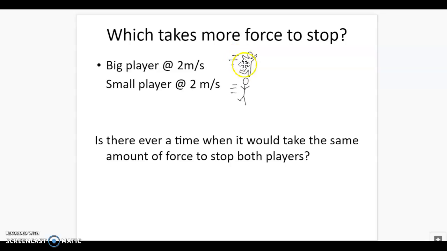Kind of like if you had a big player and a small player. Even though they might be going at the same speed, one might be a little harder to stop because he has a bigger mass compared to the other one. But if you were to try to think of a time when it takes the same force to stop these two players, it could be that this player, the smaller player, is running faster. And that's when we would say they would have the same momentum.